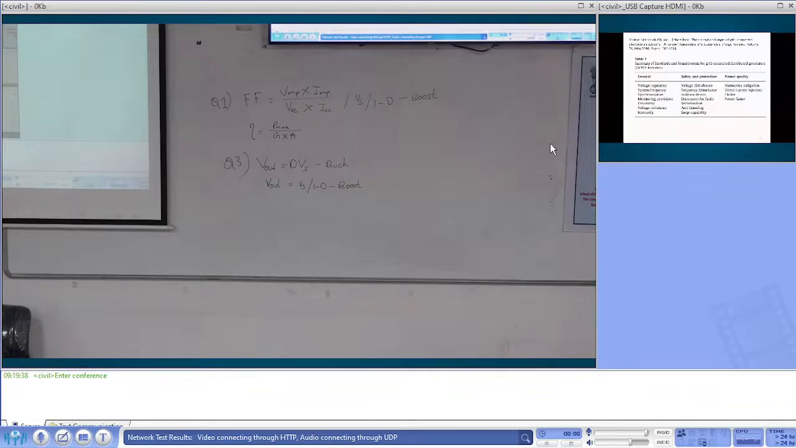Solar irradiation, irradiation, into area. It is mentioned like STC. STC means standard test condition. Standard test, 1000 watts.